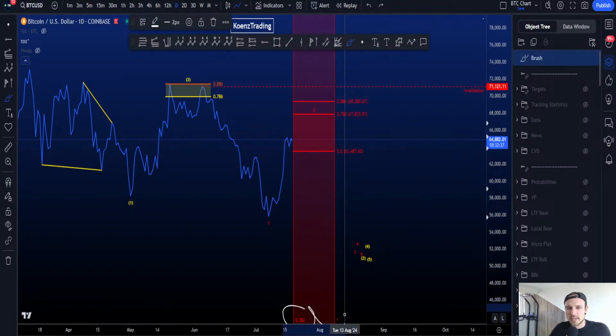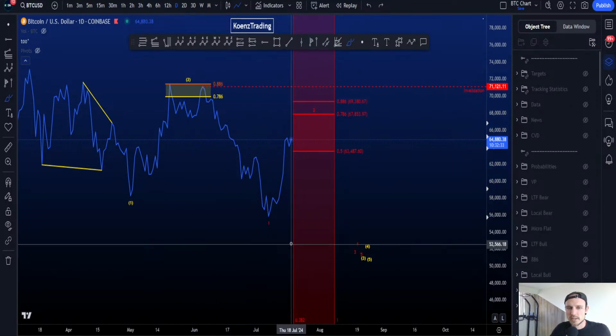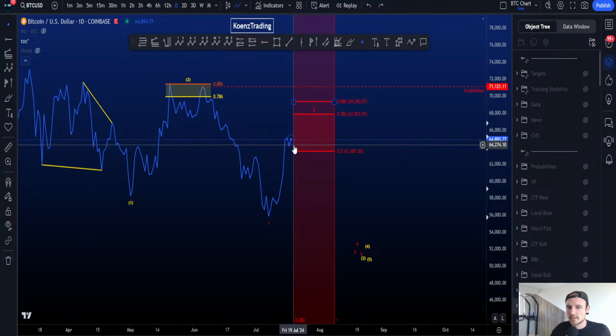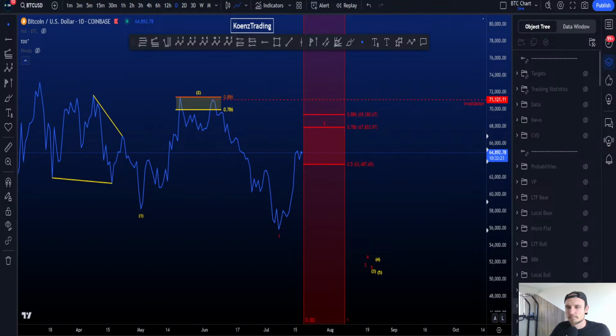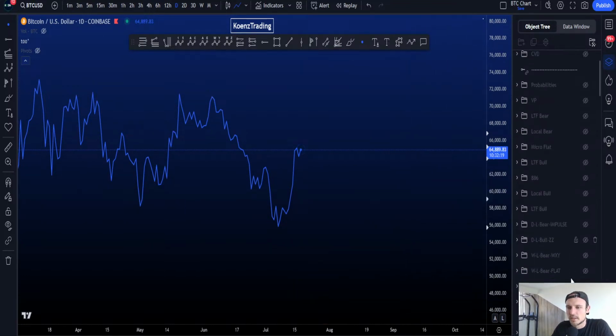Time-wise, we preferably end between the 382 and the 1-to-1 fib time, taken from the start to the end of 1, 19th of July, 8th of August. As you can see, we haven't hit the 19th of July yet because that's tomorrow. No? So there you go. That is the analysis on the line chart.